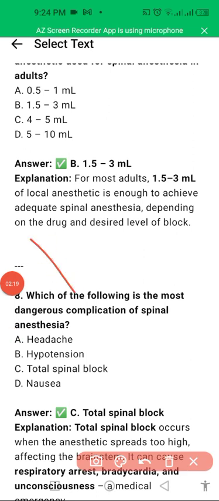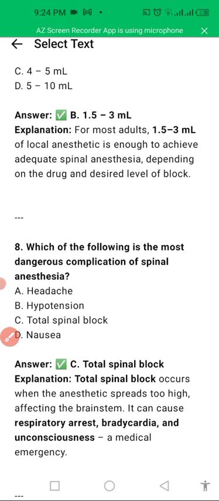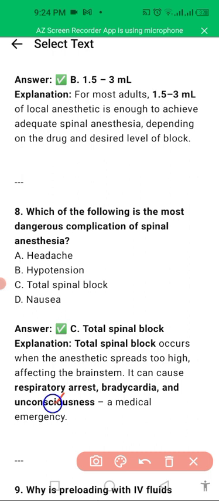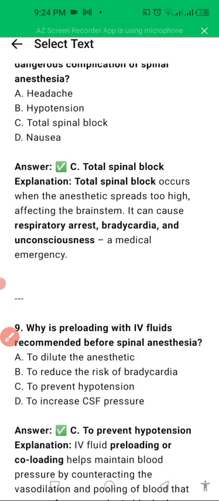Okay, next one is which of the following is the most dangerous complication of spinal anesthesia? The most dangerous complication is total spinal blockade, which results when anesthetic spreads too high, affecting the brainstem, and can cause respiratory arrest, bradycardia, and unconsciousness. In this condition the respiratory system is involved.